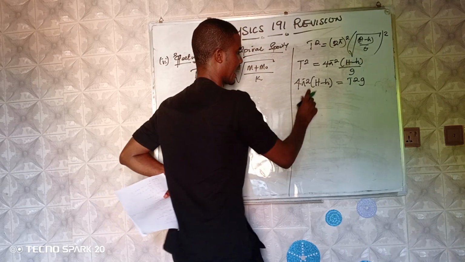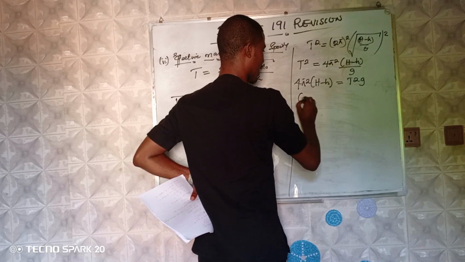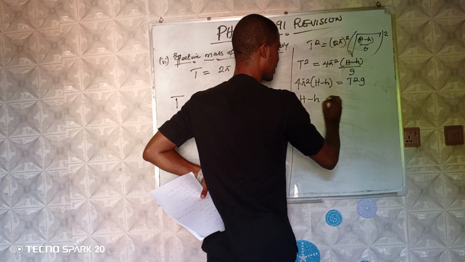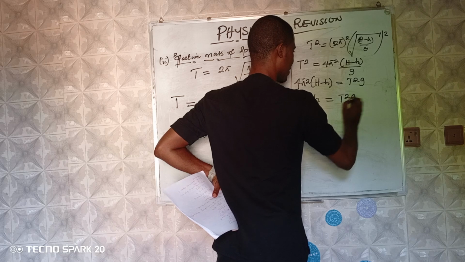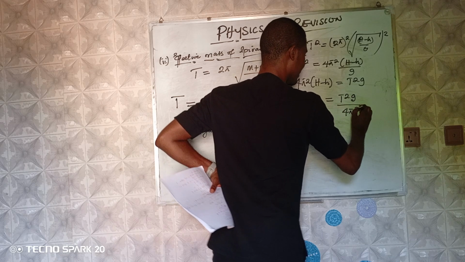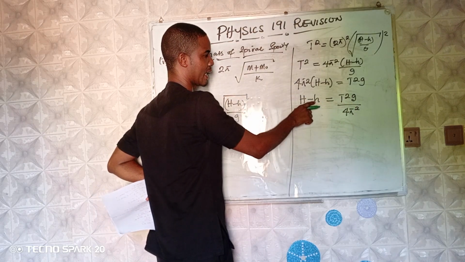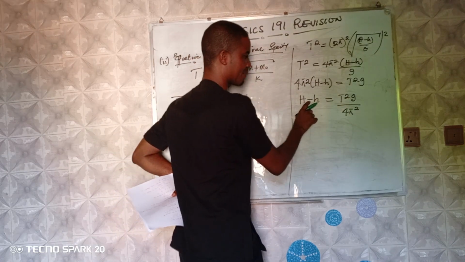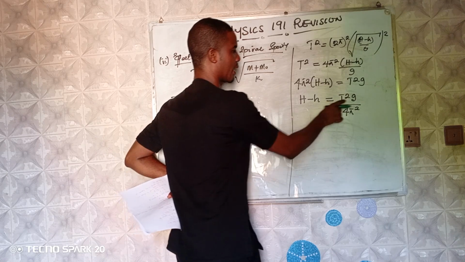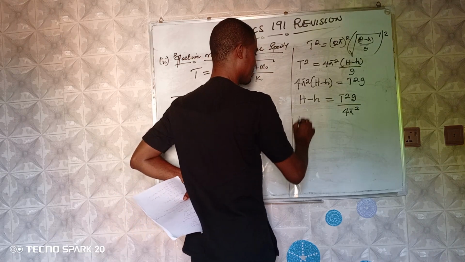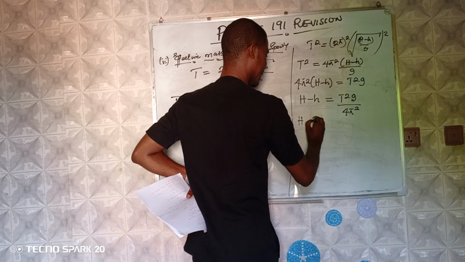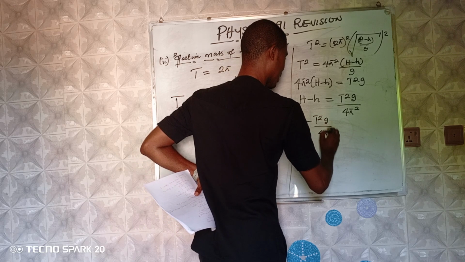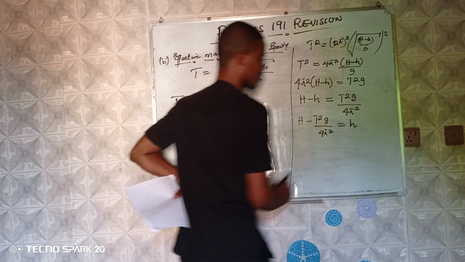Okay, now I divide both sides by 4 pi squared, so I have big H minus small h equals to t squared g over 4 pi squared. Now, at this point, I only need the small h to remain here. So I'll push the small h here because it's carrying minus. I push it here to become positive while I bring this one here. So I'm going to be having big H minus t square g over 4 pi square is equals to small h.